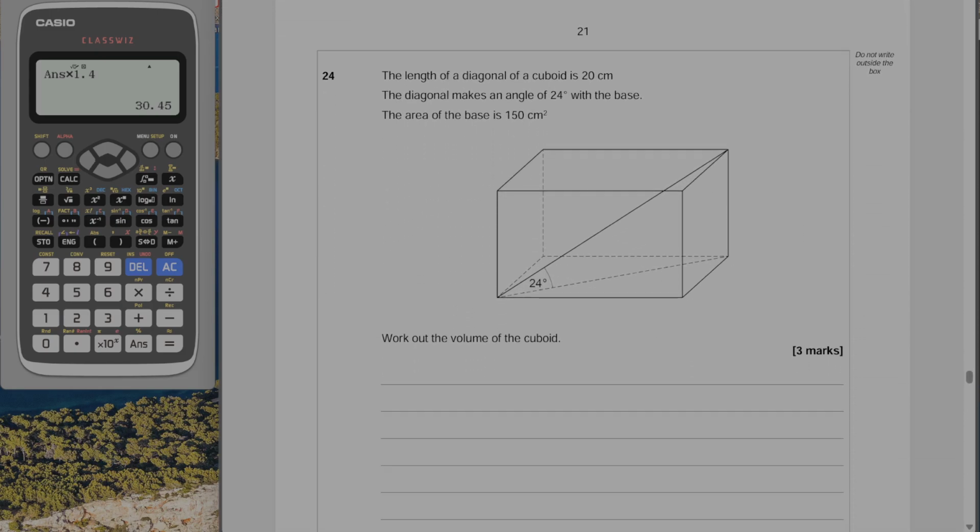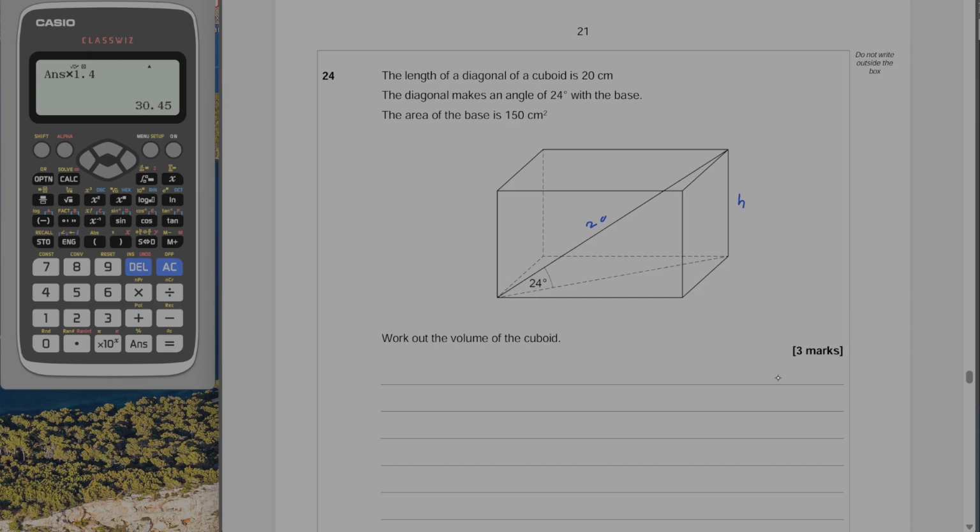Question 24. The length of diagonal of a cube is 20 centimeters. The angle made with the base is 24. The area of the base is 150. Work out the volume of the cube. Okay, so we just need the vertical height then. The diagonal is 20. And we want this height here.